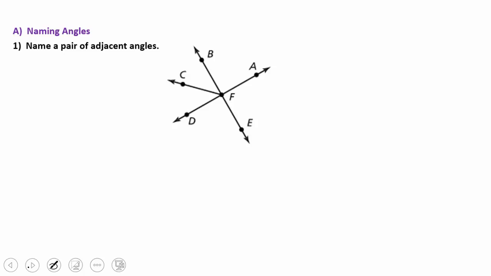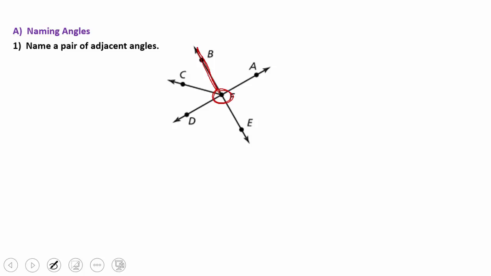You took some notes on adjacent angles. Adjacent angles are angles that share a side and have a common vertex. Remember, sharing a side, let me grab another color here, I'm going to use red. Sharing a side might be just this line right here. And the vertex, as you can see by this picture, is always going to be letter F. So as long as they share a side and have the common vertex, they are considered adjacent angles.